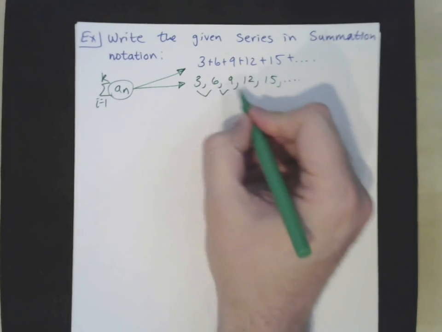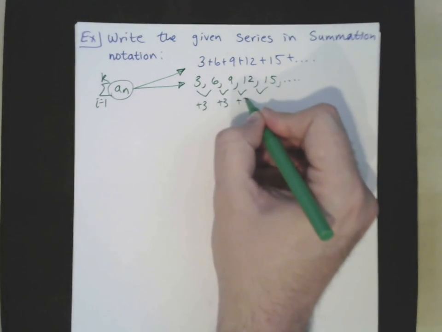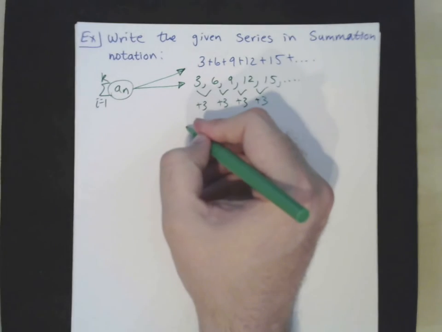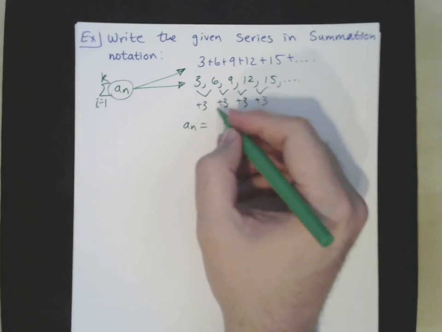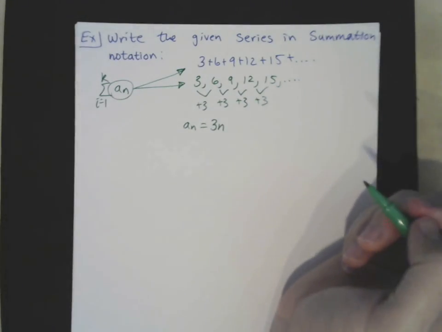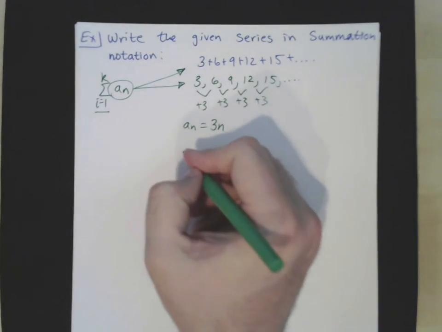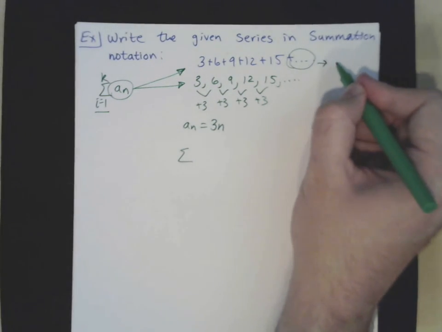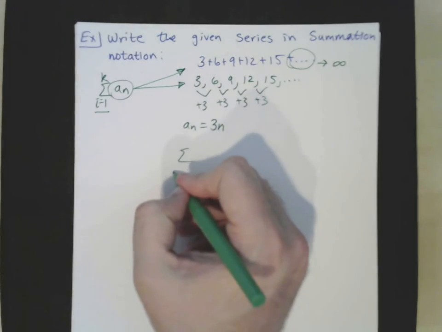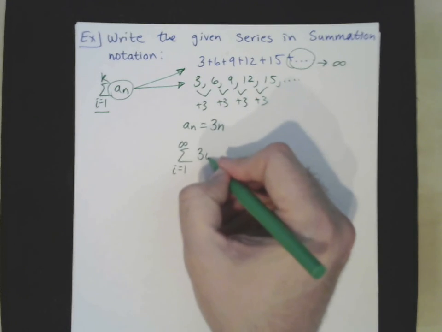So we're looking at these terms. We can see that we add 3, add 3, add 3, add 3. So my guess is that a sub n equals 3n. Now again, we're going to assume that we start at 1 unless we're told otherwise. So that means our sequence, since we have the ... here, this tells me that it's an infinite sequence. So we're going to go from i equals 1 to infinity of 3i.